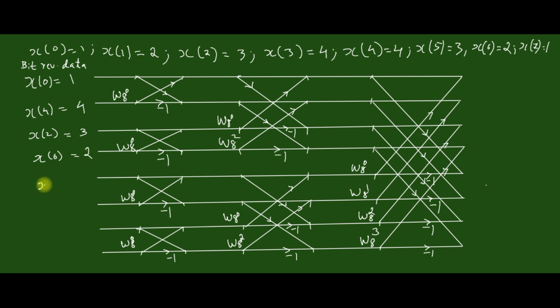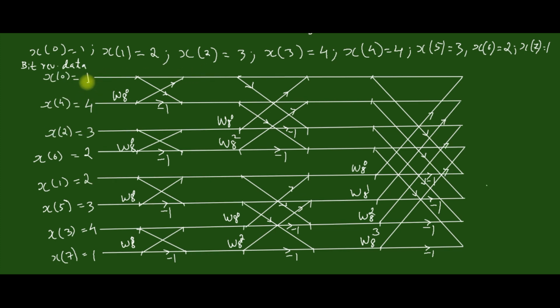The next one is x of 1. x of 1 equal to 2. The next one is x of 5. x of 5 equal to 3. Then x of 3. x of 3 equal to 4. The next one is x of 7 itself, that is equal to 1. So this is the input data in the bit reversed order.